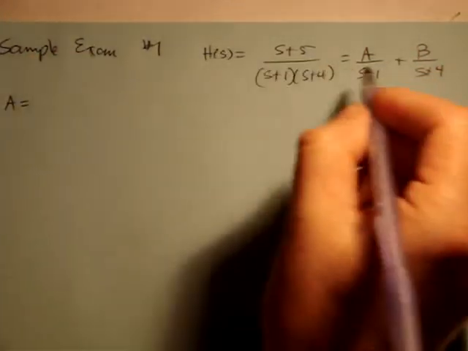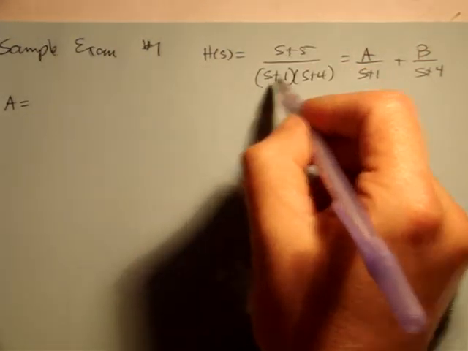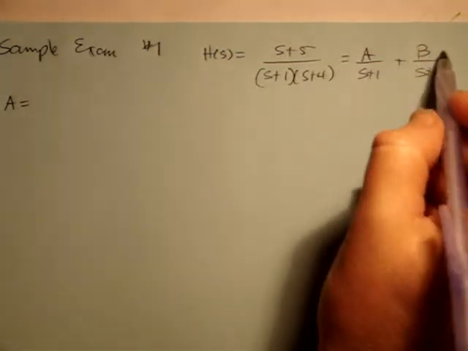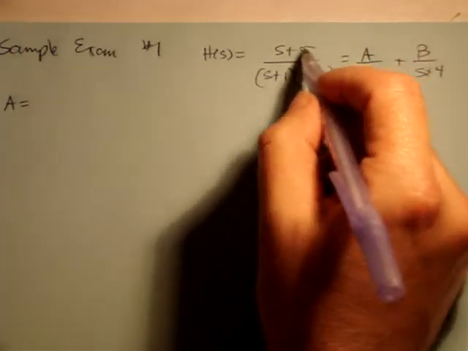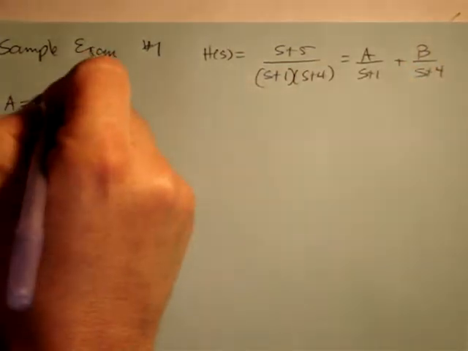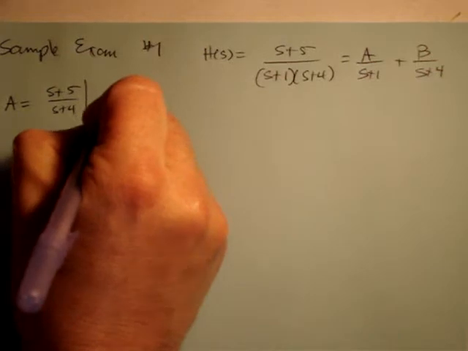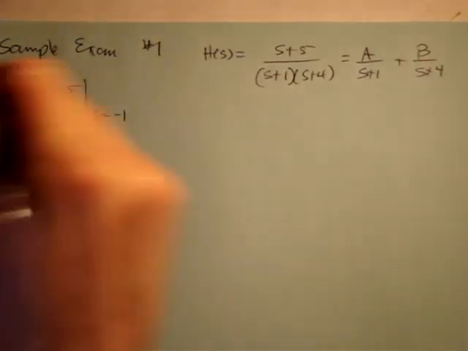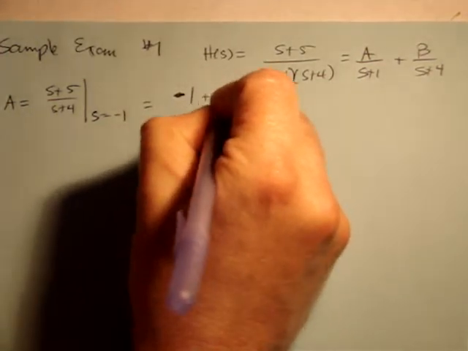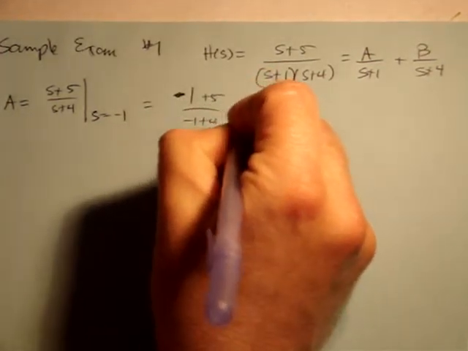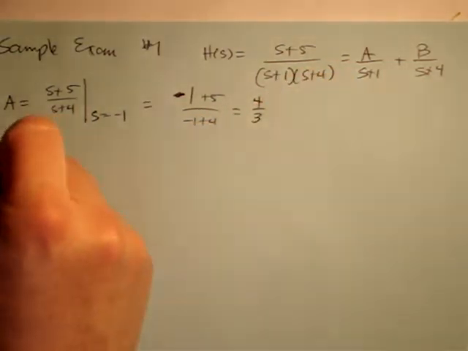A must be equal to, we think of multiplying both sides through by s plus 1. They cancel out on this side. And then if we let s equal -1, this term goes to 0, and all we have left is this term without the s plus 1. So we have (s plus 5) over (s plus 4) evaluated at s equals -1. Plugging those in, we get (-1 plus 5) over (-1 plus 4), and that looks like about 4/3.